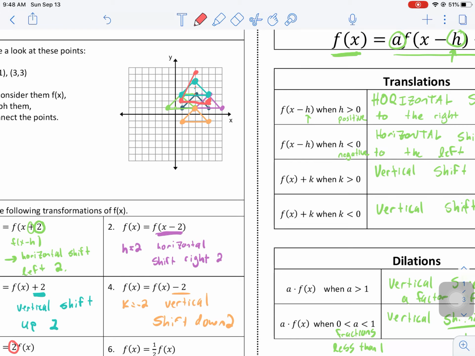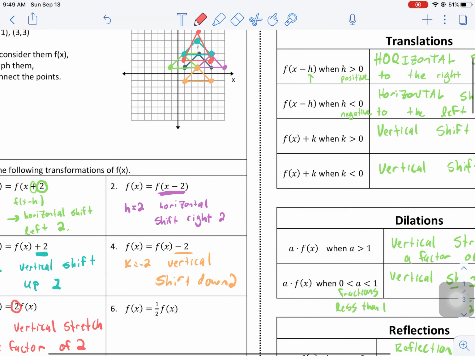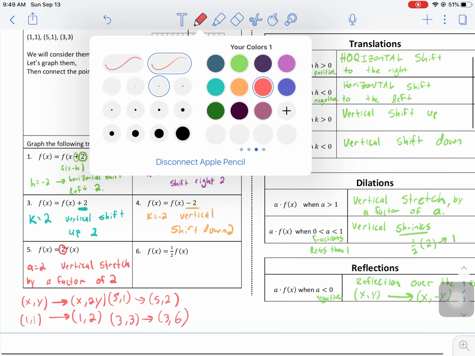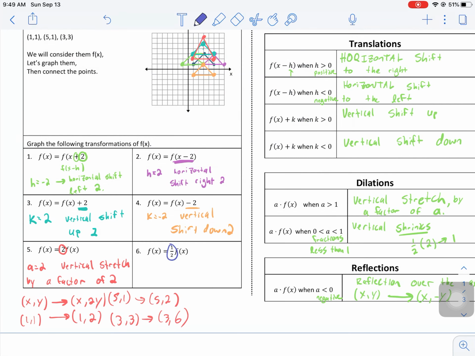So then if you look at this, guys, what happened is we stretched it, we made it look like it's a little bit skinnier, but then we pulled it up taller, okay? So that's kind of what happened. The base stayed the same, right, because the x values didn't change, but then we pulled it up to elongate it. All right, last one.